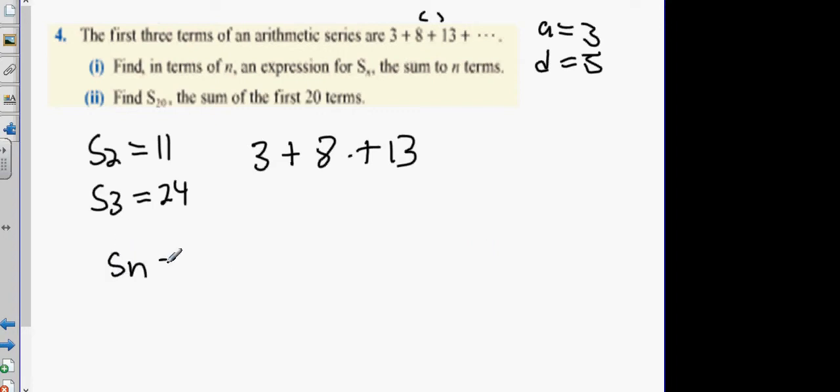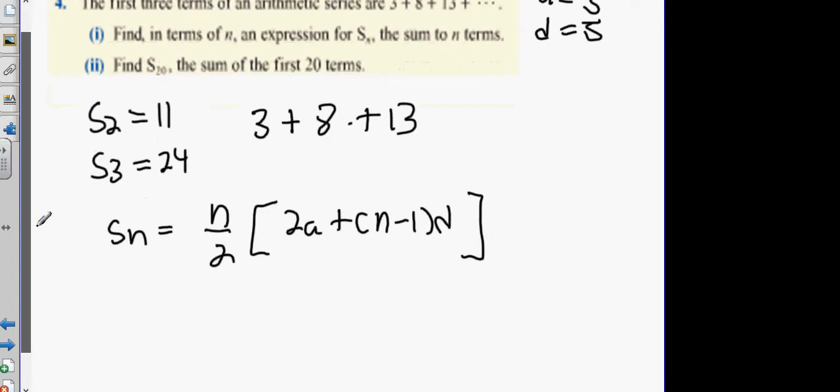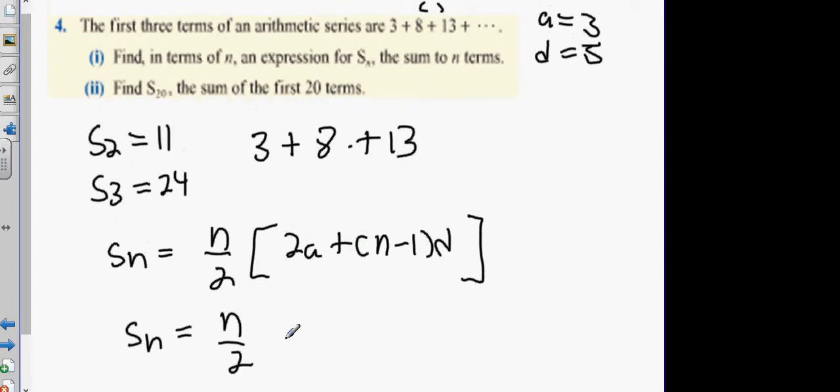The formula is Sn equals n over 2 into 2a plus n minus 1 times d. Okay? And this formula is in your tables under sequences and series. All you have to do now is fill in your numbers. n over 2. a is 3, which means 2a is 6. d is 5. So when you multiply it out, you get 5n minus 5.